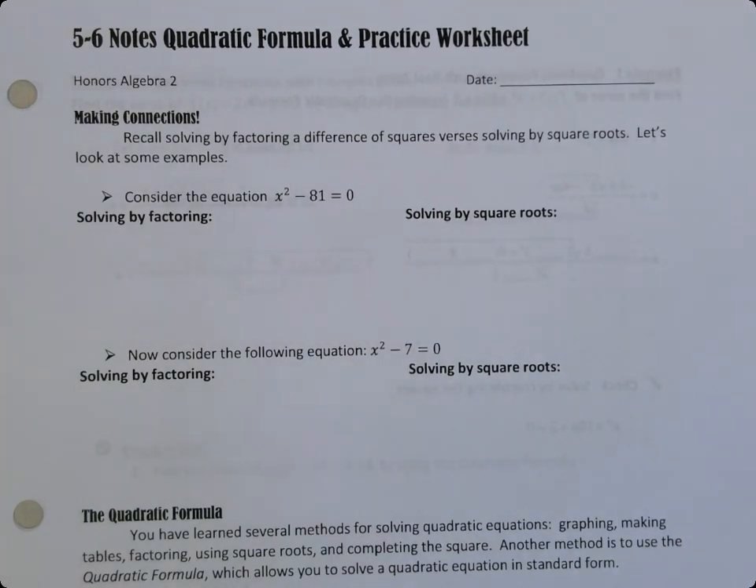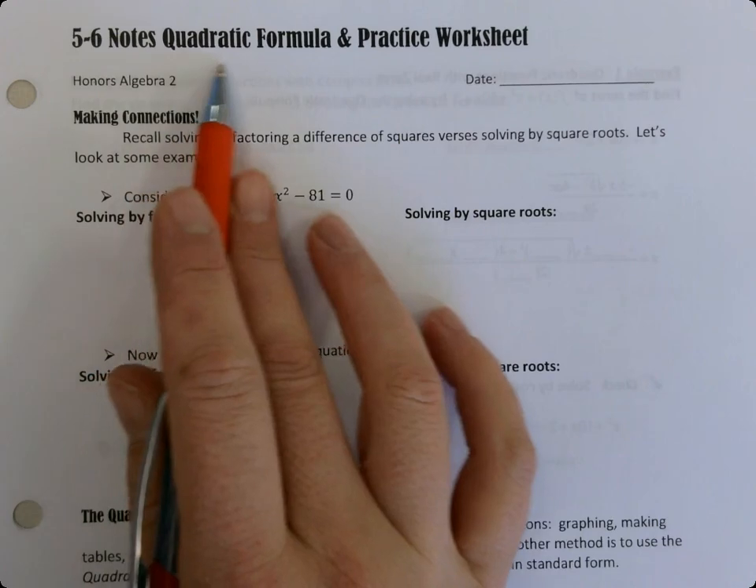One, we solve quadratics by graphing, finding the x-intercepts. We solve quadratics by taking square roots. We solve quadratics by completing the square, which uses square roots. We solve quadratics by factoring in zero product property. This is the fifth and final way to solve quadratics, and it is called the quadratic formula.